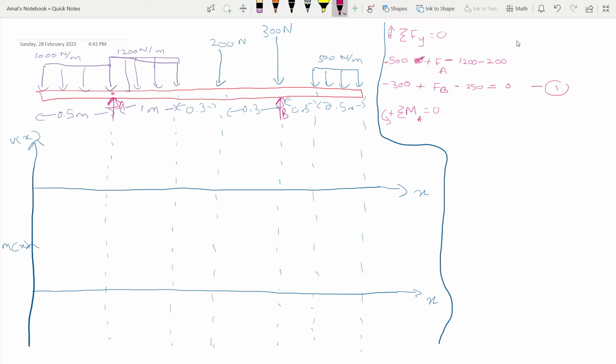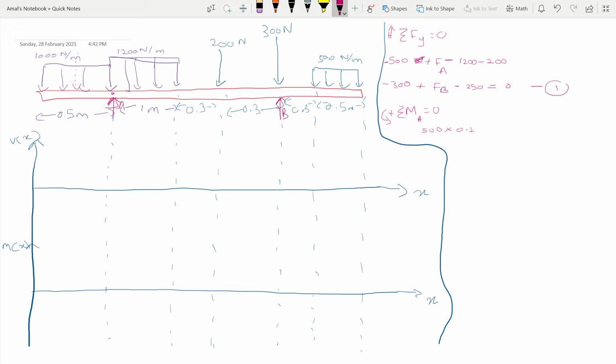So 1000 Newton per meter distributed over 0.5 meters gives a force of 500 Newton. And what is the distance? The force acts at the middle, over here, so the distance is 0.25.